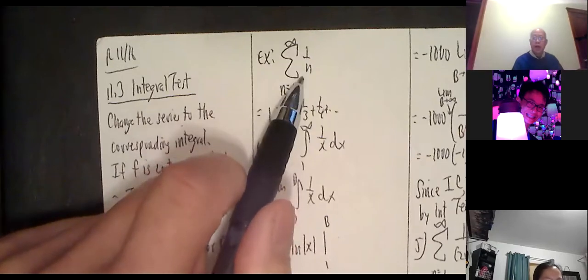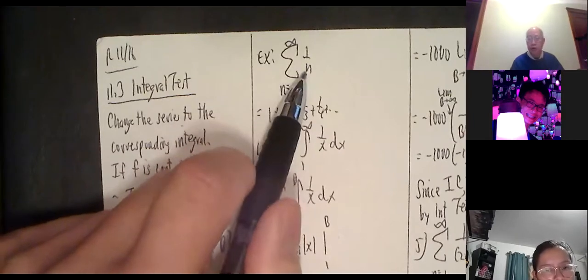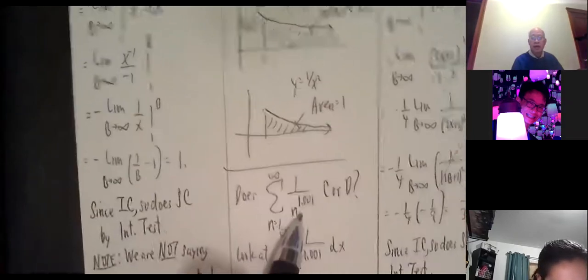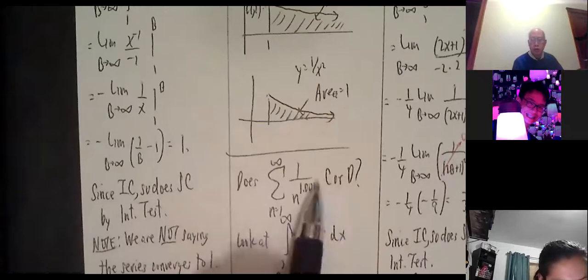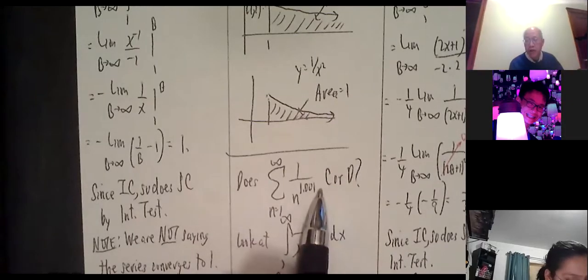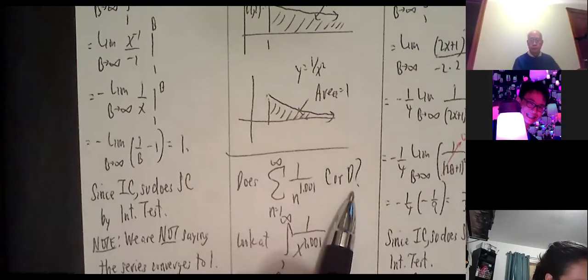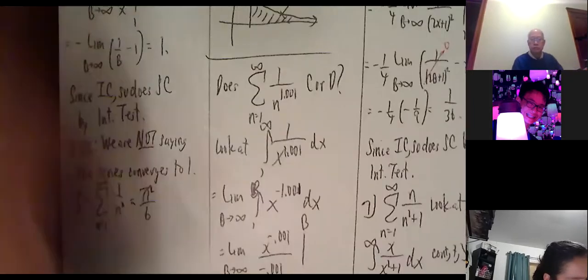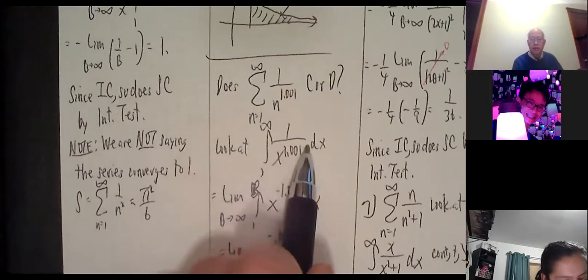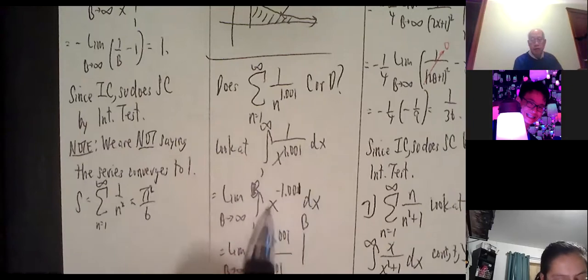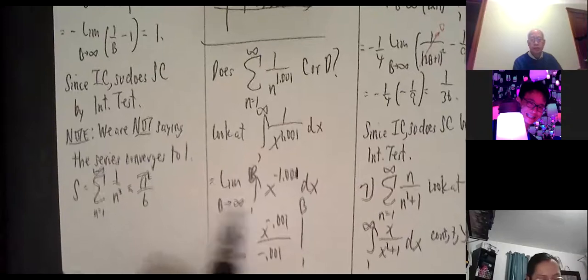diverges, 1 over n. Now I'm going to change it ever so slightly. You know 1 over n is like 1 over n to the first power. How about I make it just a little bit bigger, 1 over n to the 1.001. Does that converge or diverge? Notice my abbreviations: I don't have to write out converge or diverge, just C or D. So we look at the corresponding integral, from 1 to infinity of 1 over x to the 1.001 dx, which I can write as x to the negative 1.001 dx, the limit as b approaches infinity of the integral from 1 to b.